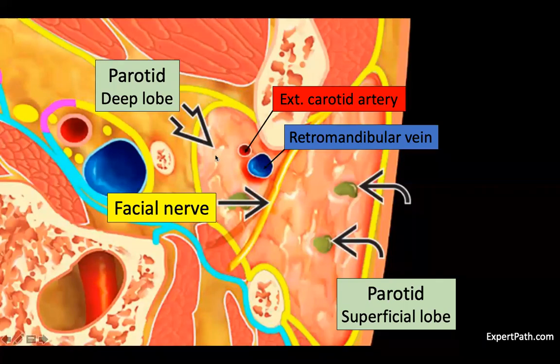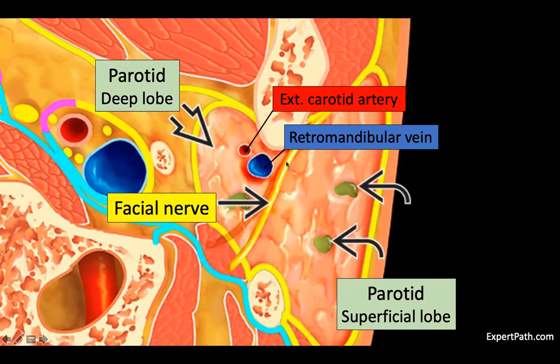All right, so this is the parotid gland, the structure of the parotid gland. And I show this because it's probably where we see most of our salivary gland neoplasms. And it's important to know the anatomy a little bit. So the parotid gland is divided into the superficial lobe and the deep lobe by the facial nerve, which runs right through it.